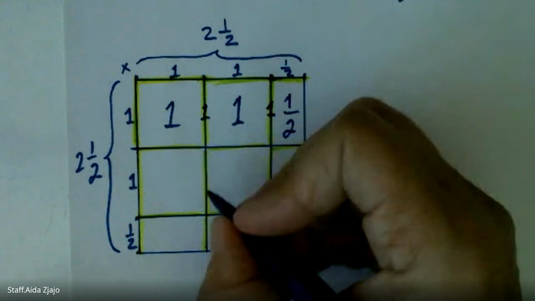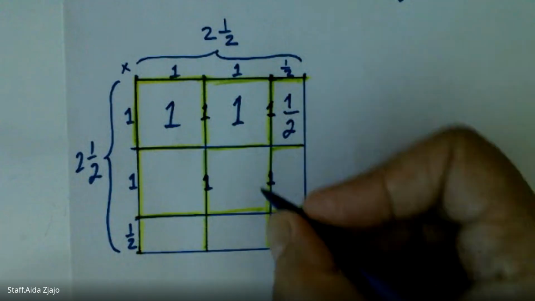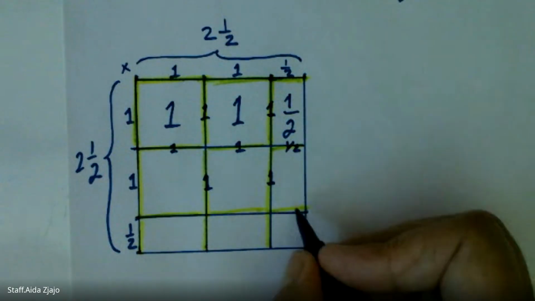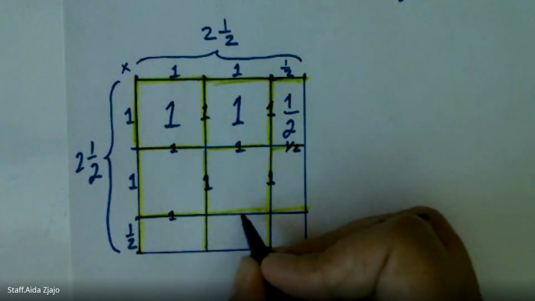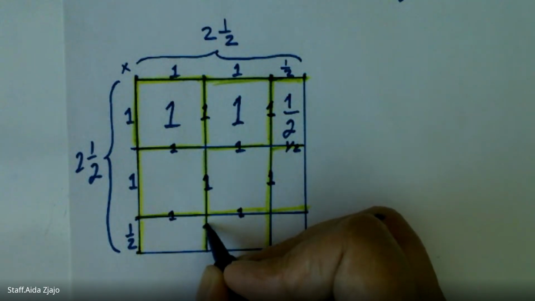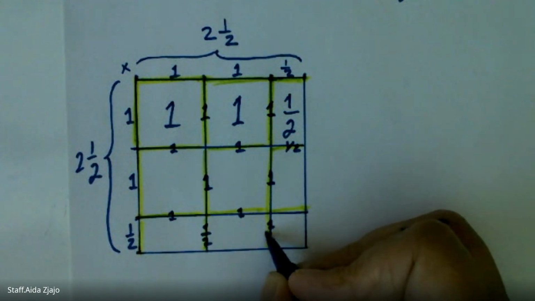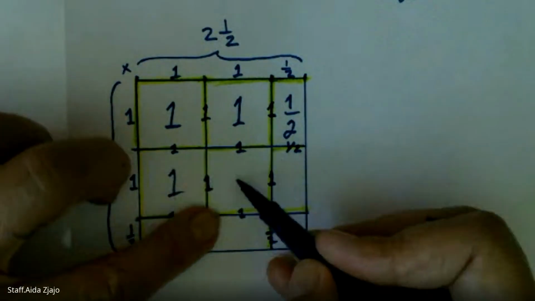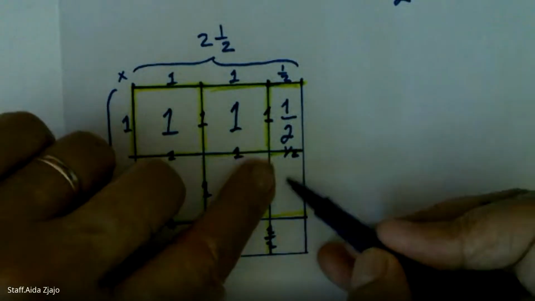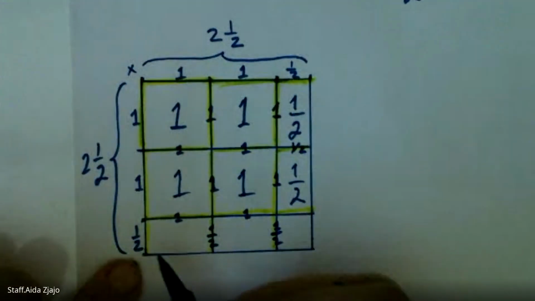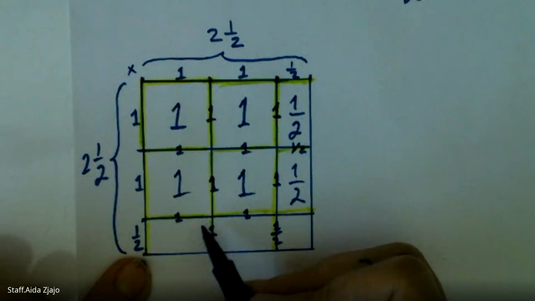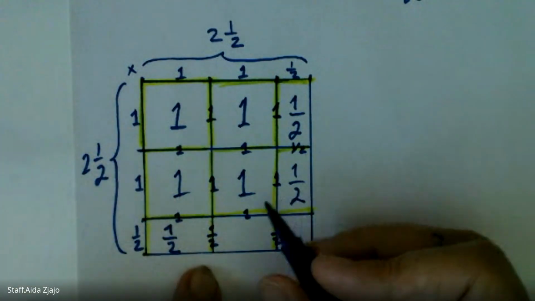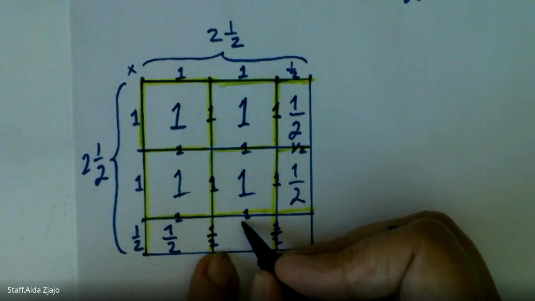So for yourself, if you like, you can put these values around. If that is going to help you know what you need to multiply, just for the first few times, you can do that, and then later on you won't need it. So 1 times 1 is 1. 1 times 1 is 1. 1 times half is a half. And then half times 1, 1 times half is a half. And then also 1 times half is a half.